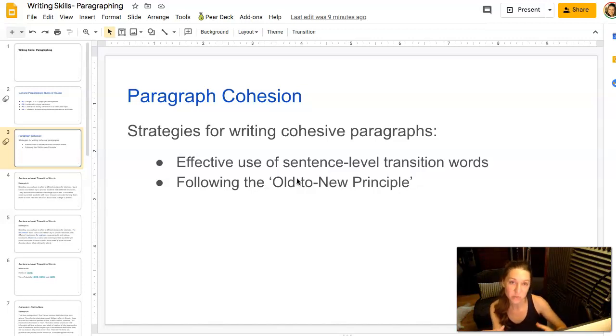They have to do less work as they're reading. This will make more sense when we look at a concrete example, which we'll do shortly.